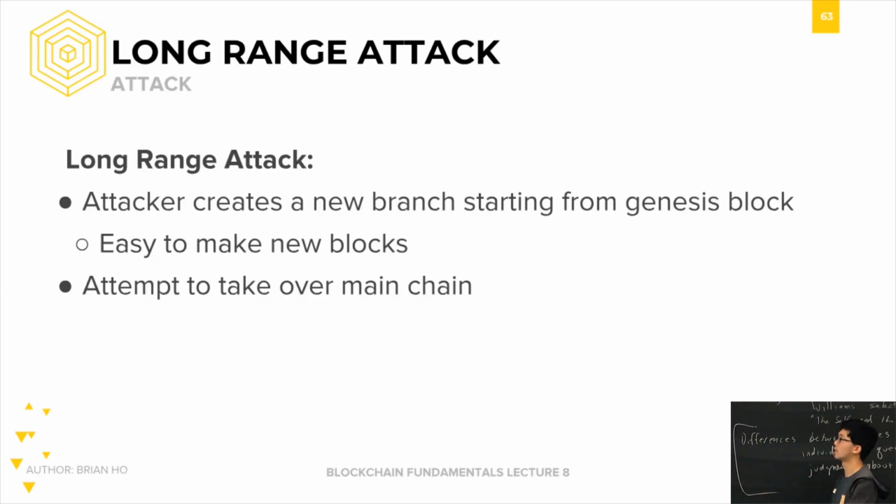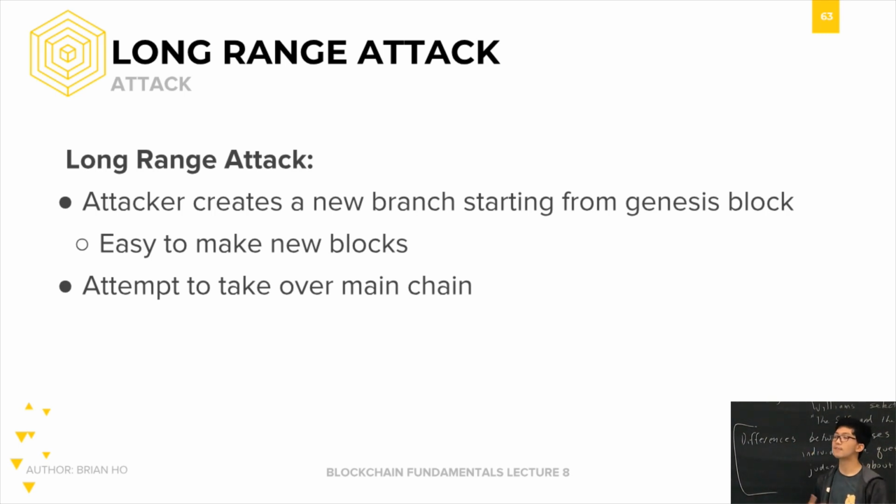So the next thing I want to introduce is the idea of a long-range attack. To define that, it's basically an attacker creates a new branch or a new fork starting from the genesis block. In proof of stake, we realize that it's really easy to create new blocks. It actually takes no effort to do so because there's no inherent mining involved. There's no need to iterate through different nonces to find a valid block, because all the blocks that you create, as long as you're a validator, those are valid.